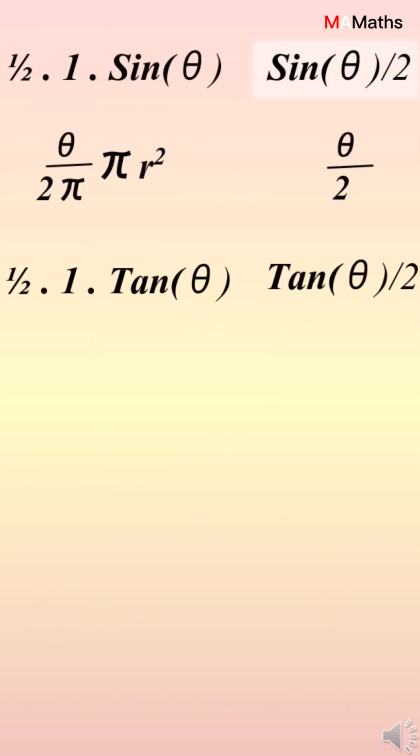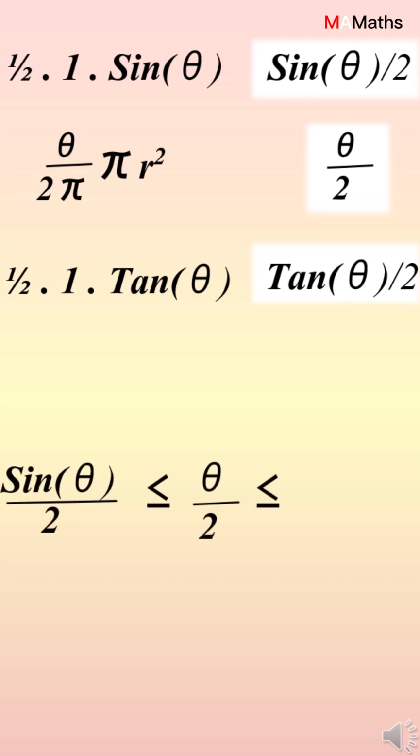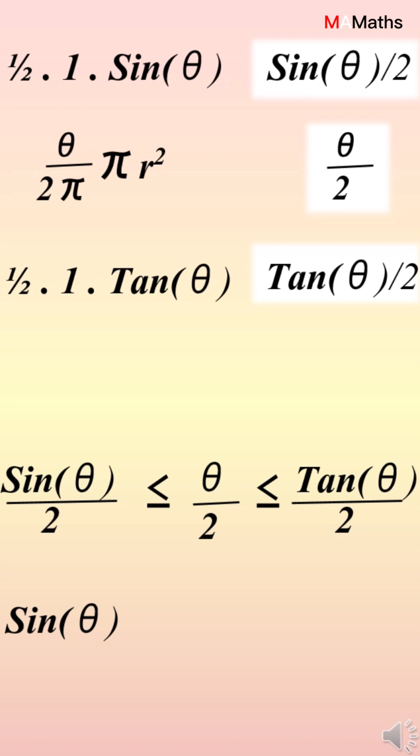From the last slide, we had three areas. The first one was sine theta over 2. The second one was theta over 2. And the third one was tan theta over 2. We know that sine theta over 2 is less than or equal to theta over 2, which is less than or equal to tan theta over 2. First step, multiply through by 2. So we get sine theta is less than or equal to theta, which is less than or equal to tan theta.